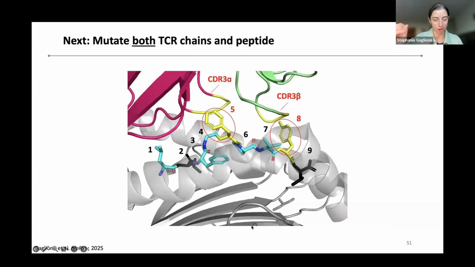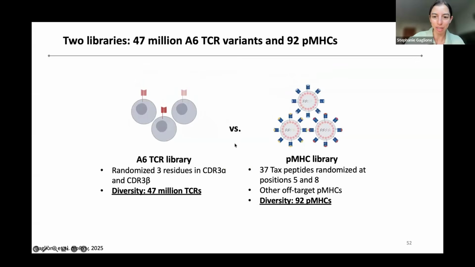And we further then said, all right, let's increase the scale of this and let's try to do some mutation on both sides. So if you were to try to do this with conventional approaches, you would have your mutagenized yeast library, and you would also then, for every peptide that you generated, generate it recombinantly, execute a screen, and try to build a map that way. But instead, we decided we're going to use our pMHC library-based approach as our proof of concept, and generated a library with a diversity of 47 million variants against 92 pMHCs, including 37 that are randomized at 2 positions, here 5 and 8.